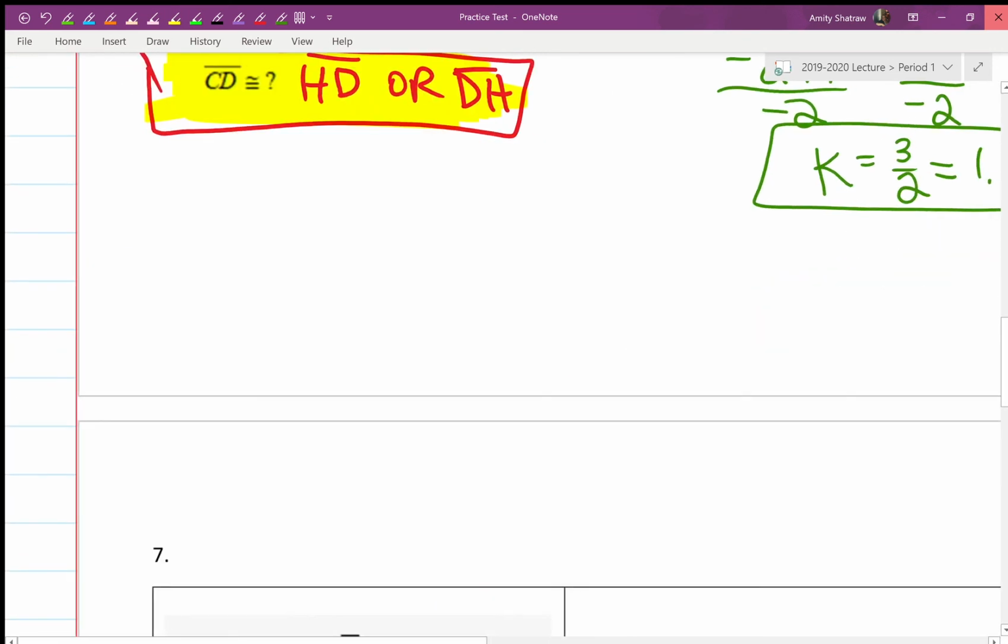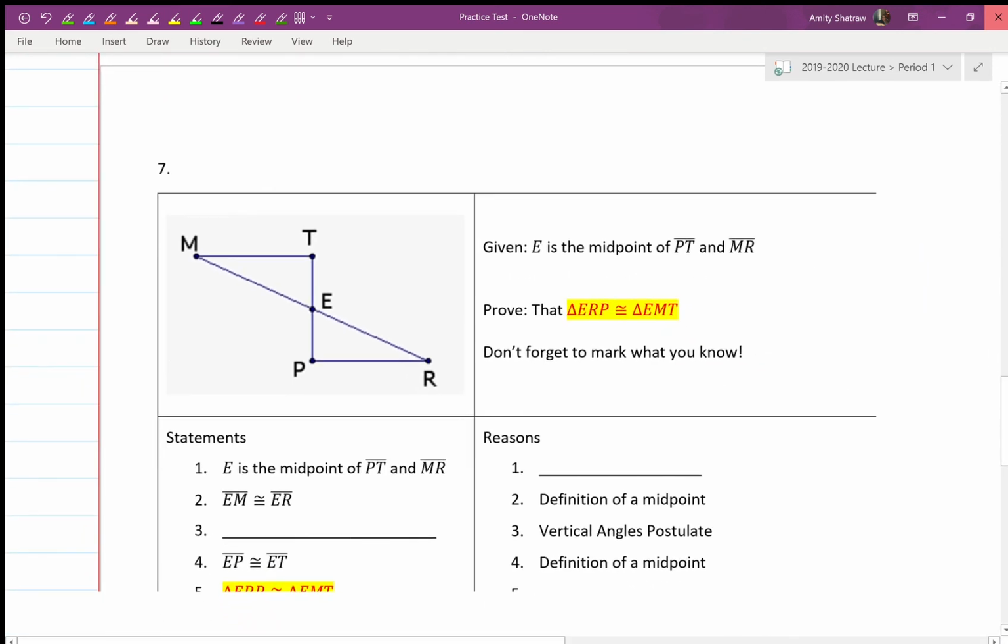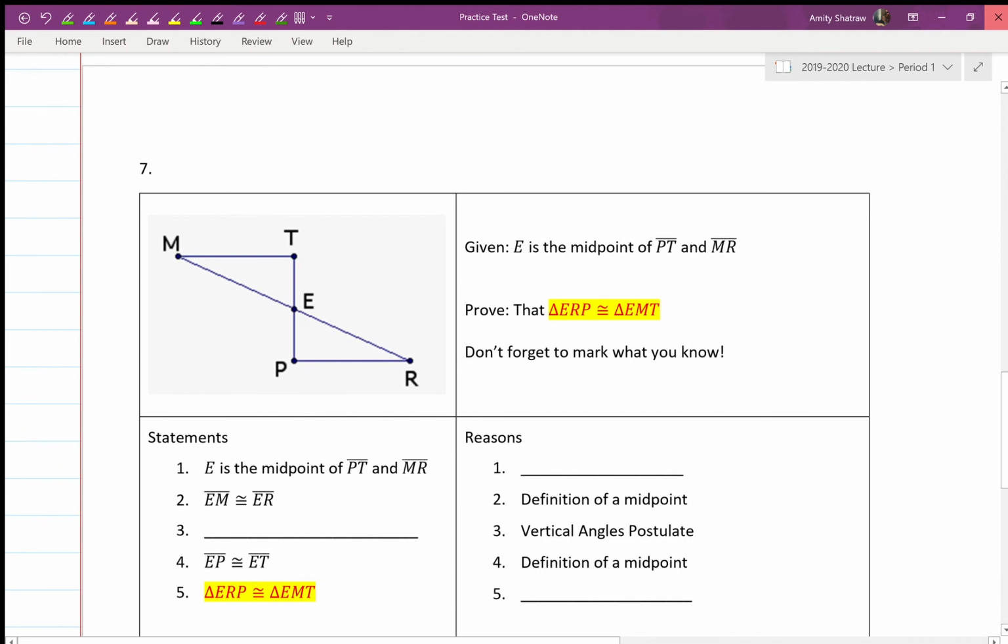All right, now here we go. Number 7. You guys have a bunch of triangles up there, and a bunch of stuff has not been marked. Mark it now.